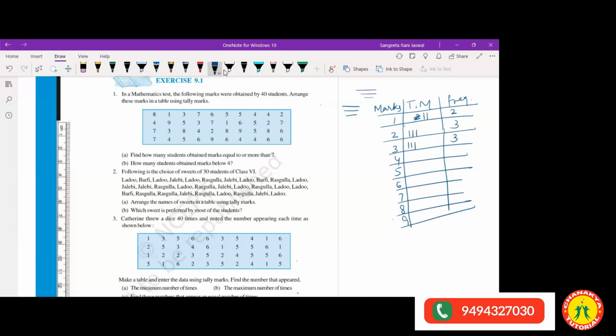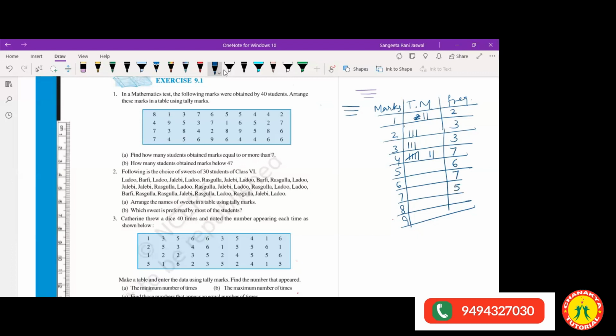Keep telling, don't stop. 4 marks, 7. 1, 2, 3, 4, and the fifth one is like this. 5 marks, 5. 6 marks, 7. Okay.